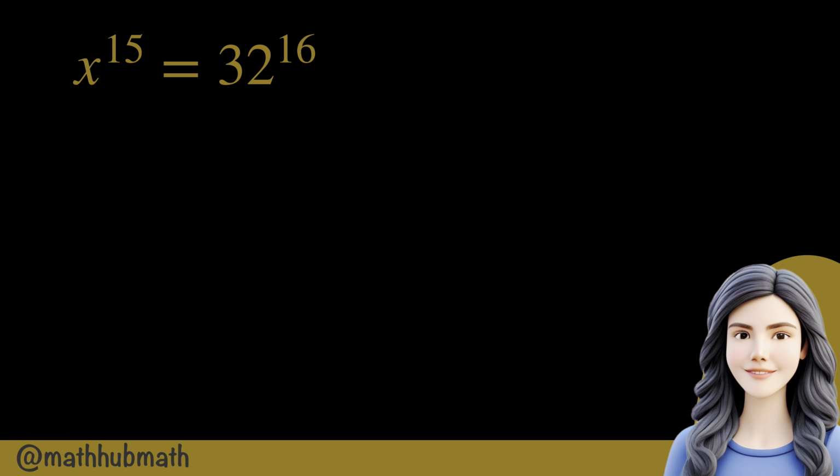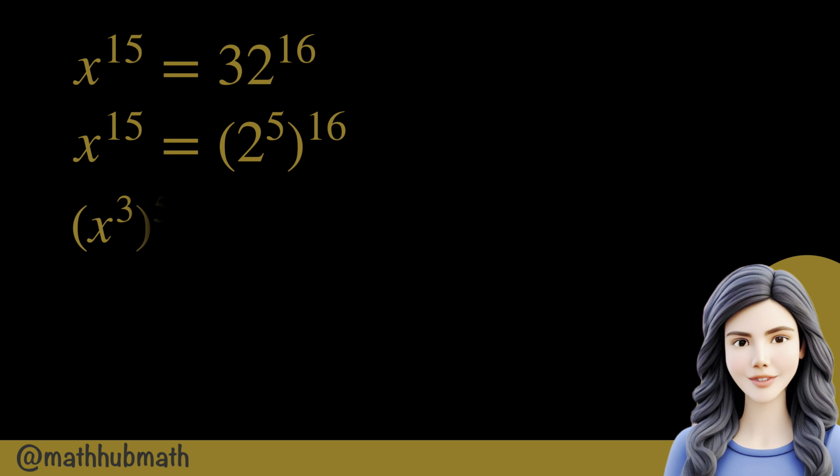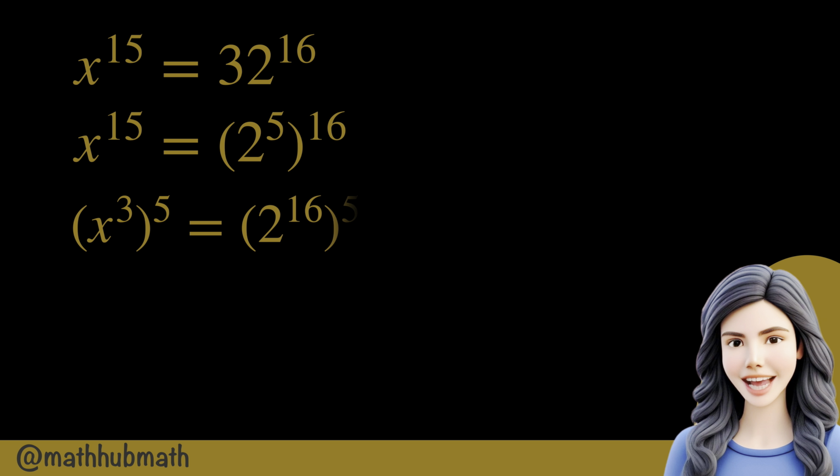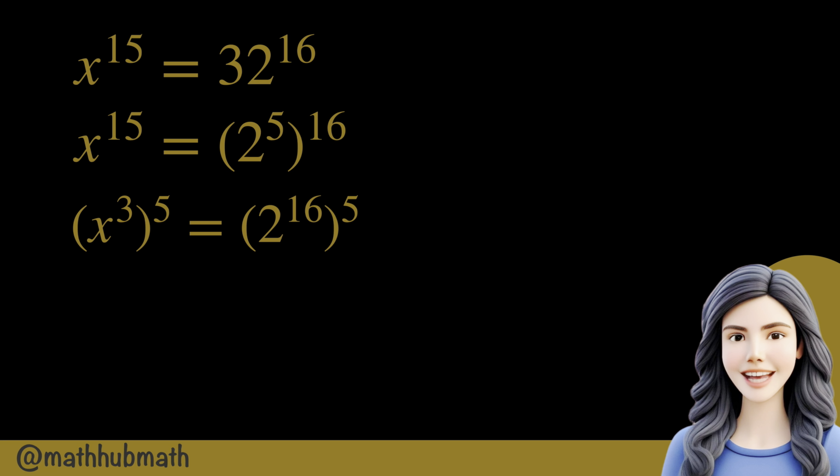On the right side, we know that 32 equals 2 to the power of 5, and on the left side, we know that x to the power of 15 equals x to the power of 3 to the power of 5, so we can write the equation somehow that both sides have a final power of 5. Let's say x to the power of 3 to the power of 5 equals 2 to the power of 16 to the power of 5.